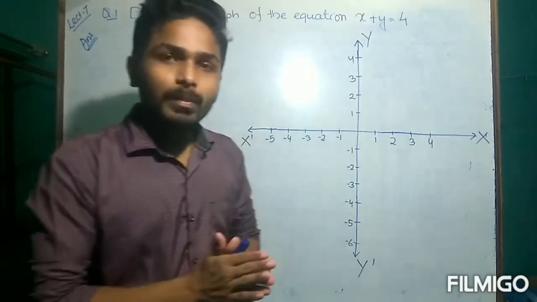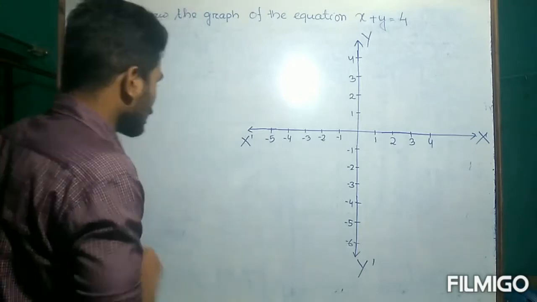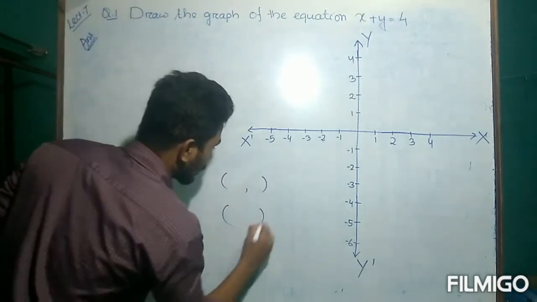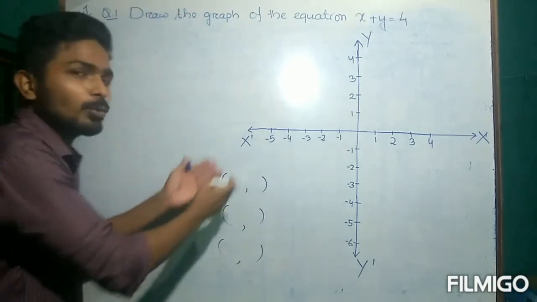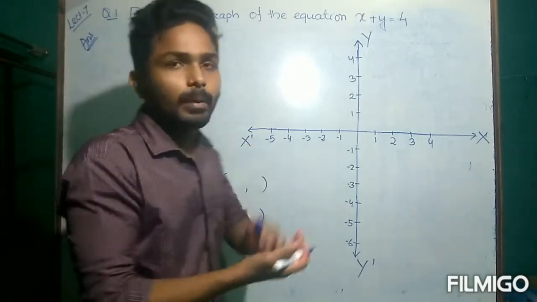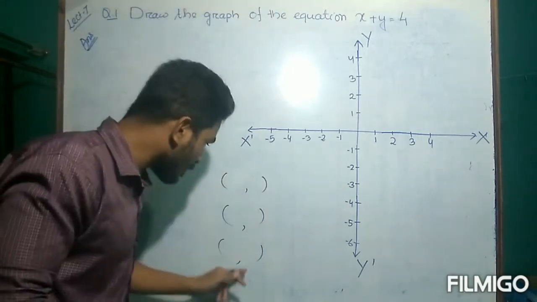Those solutions must be in ordered pair form. You have to find 2 or 3 or 4 or more solutions, and they must be in ordered pair form.